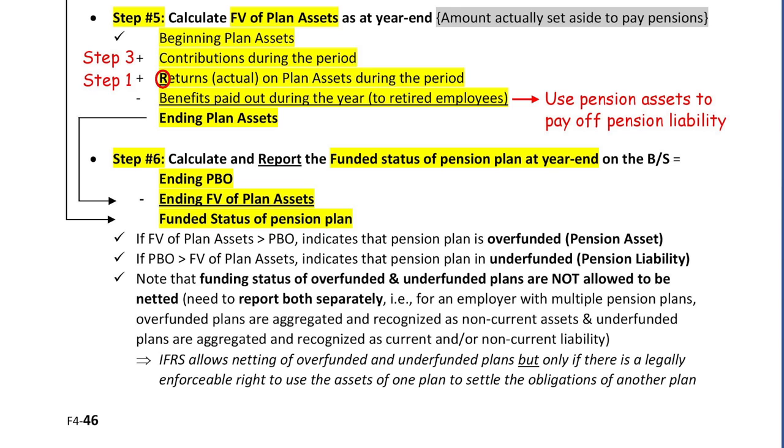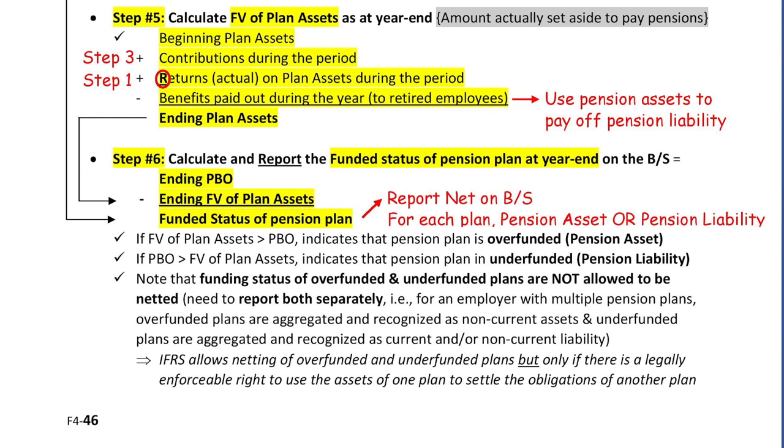And make a note there, right? Report net on balance sheet. For each plan, pension asset or pension liability. So we are not going to have two numbers on the balance sheet for one plan. Either it's a pension asset if the plan assets are more than the PBO, or it's a pension liability if the ending PBO is more than the ending fair value of plan assets.